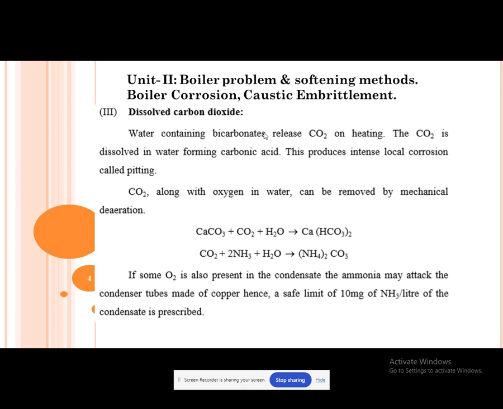CO2 plus 2NH3 plus H2O is equal to (NH4)2CO3, ammonium carbonate. If some oxygen is also present in the condensate, the ammonia may attack the condenser tubes made of copper. Hence, a safe limit of 10 milligrams of ammonia per liter of the condensate is prescribed.